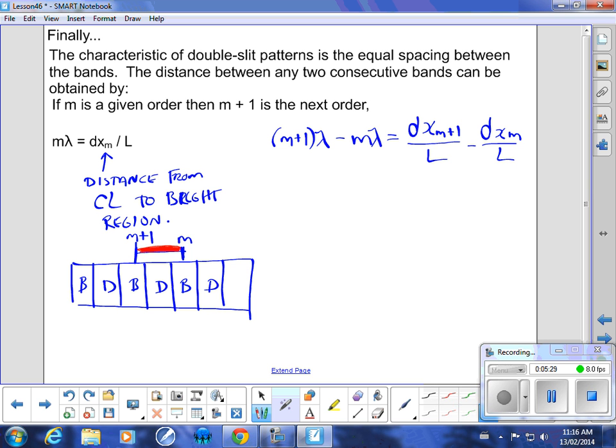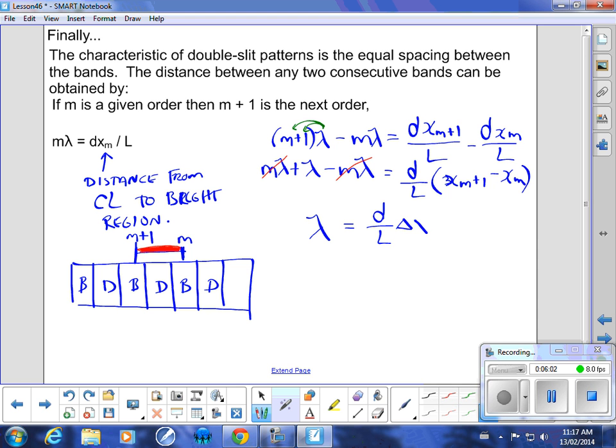When I go through and simplify here, I'll use my distributive law to get rid of the brackets. So on this side, I'll have m lambda plus lambda minus m lambda. On the other side, d and L are constant, so I'm going to common factor them out, and I'm left with x m plus 1 minus x m. On this side, it's kind of nice. The m lambdas disappear, so I end up with lambda. And what I find inside the brackets, I can just describe as delta x.